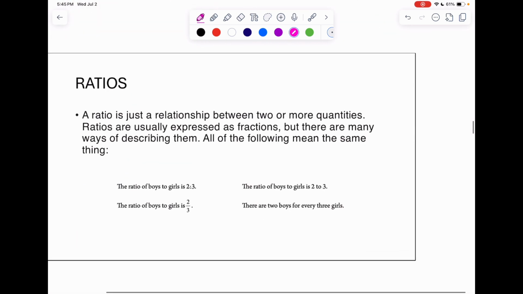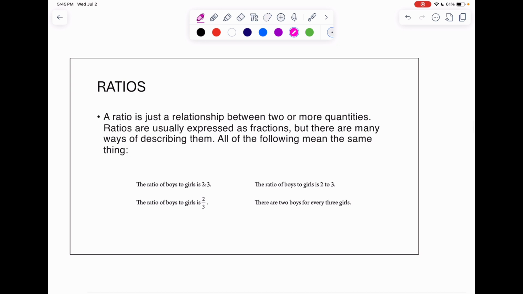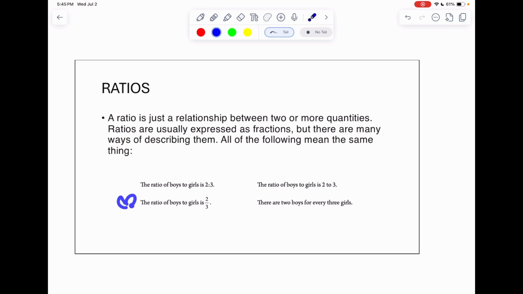Now let's hop into our discussion about ratios. A ratio is just a relationship between 2 or more quantities. Ratios are usually expressed as fractions, but there's lots of different ways of describing them. Here we have the ratio of boys to girls is 2:3. The ratio of boys to girls is 2/3, or there are 2 boys for every 3 girls. This one is by far my favorite because you can do math on a fraction.